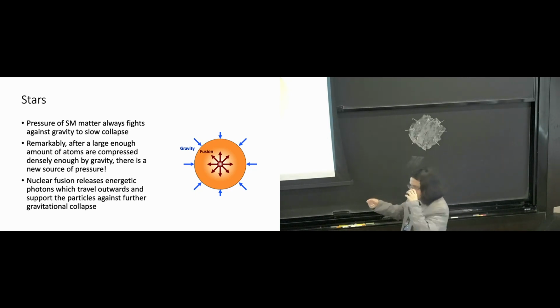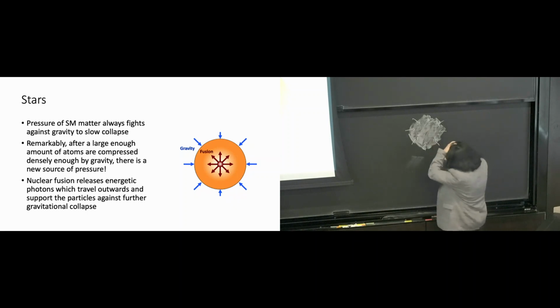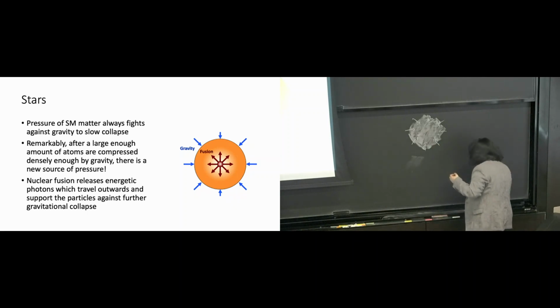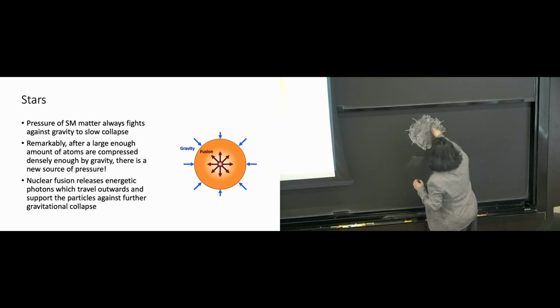Unlike the case of dark matter, where dark matter barely interacts with itself, so gravity can just compress it as much as you want, standard model stuff interacts with itself. And so compressing it, just like in chemistry, there's a pressure that makes it difficult to compress. So there is pressure that fights against the collapse under gravity.